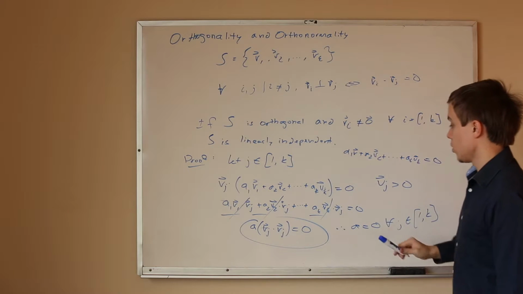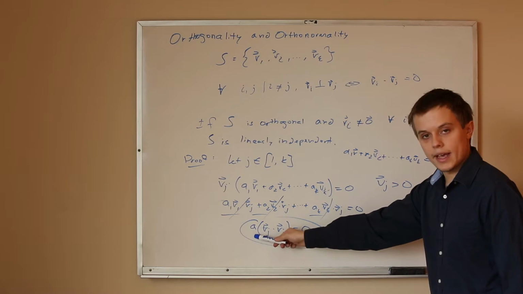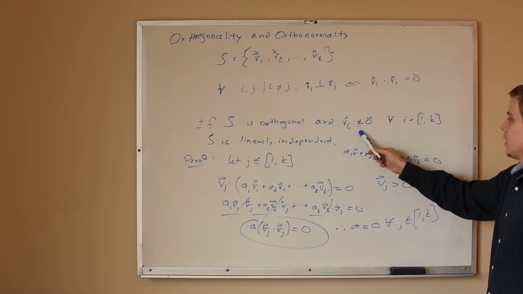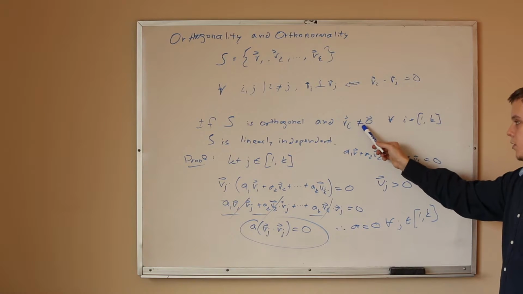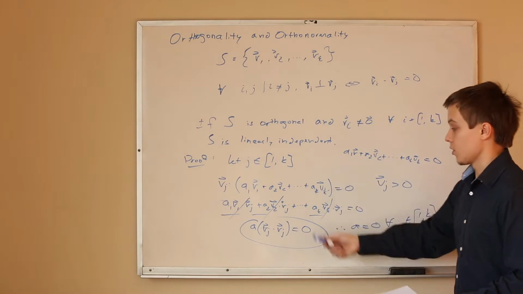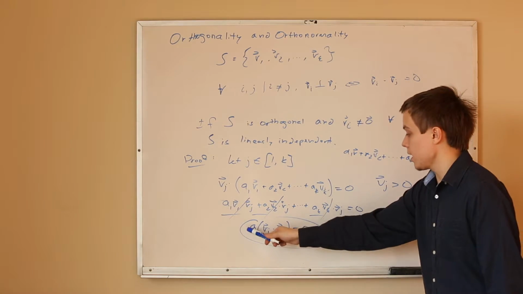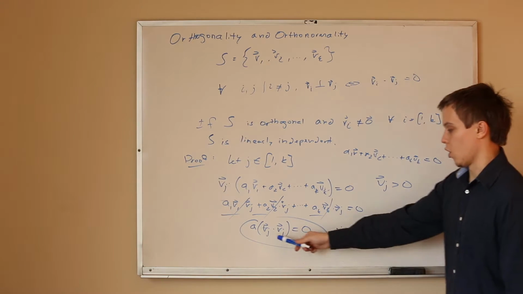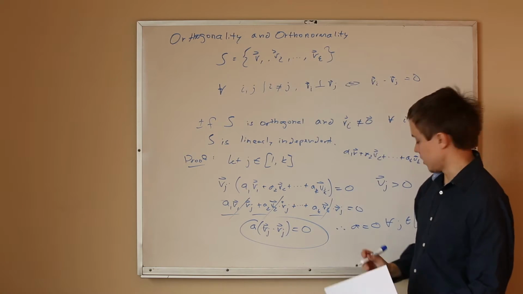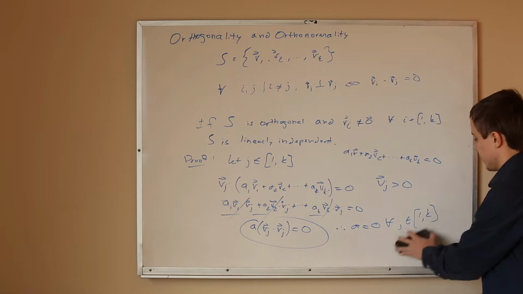Because S is orthogonal, all of these drop out, which leaves us with only one term, and that's a times Vj dotted with itself. Vj cannot be 0 because we already stated that there are no 0 vectors in S. Therefore, the only way for this to be true is for a to be 0. And that holds true for all values of j because you can just iterate through the entire set. So that leaves that theorem.